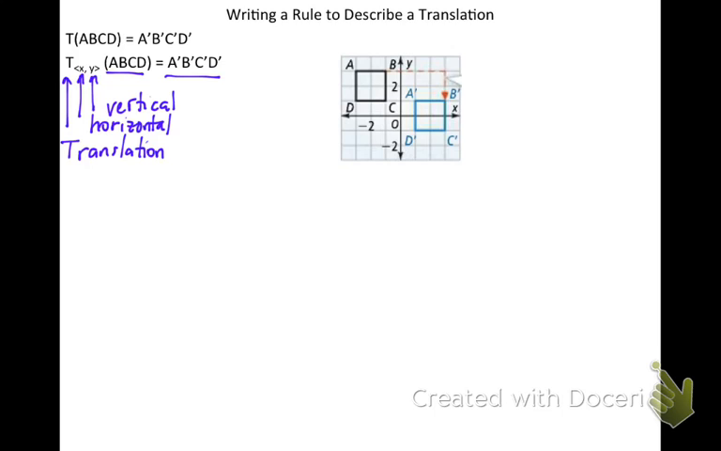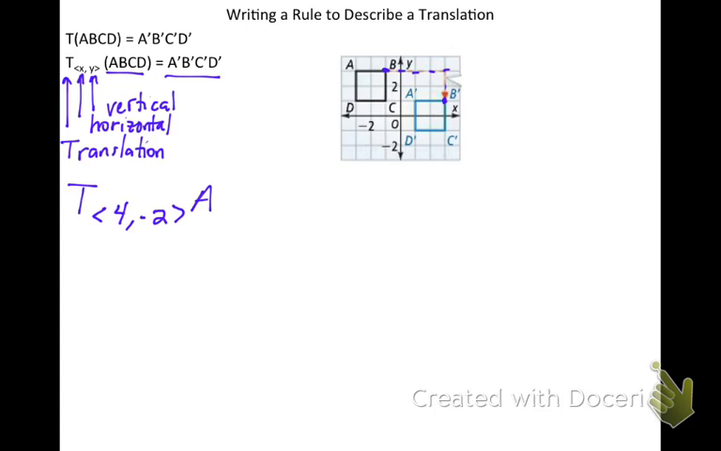So what I can do is go over here to this graph and say I'm going to start at B and I want to find out how to get to my corresponding piece, which is B prime. So horizontally I move 1, 2, 3, 4 to the right, which would be 4 in the positive direction. And then I'd move down 2, which would be negative 2 vertically. So my translation, I move 4 in the horizontal direction and negative 2 in the vertical direction.